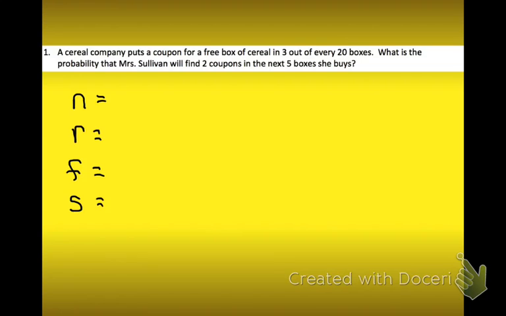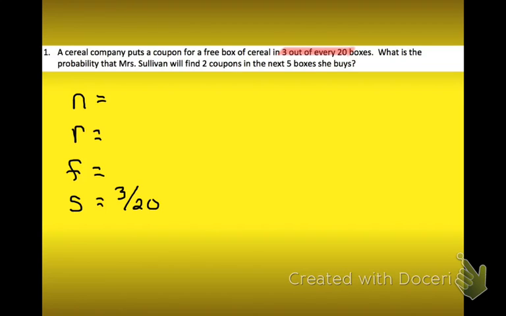So reading through here again, a cereal company puts a coupon for a free box of cereal in 3 out of 20 boxes. So that right there tells us what our probability of success is, 3 out of 20. So success is going to be 3 out of 20.